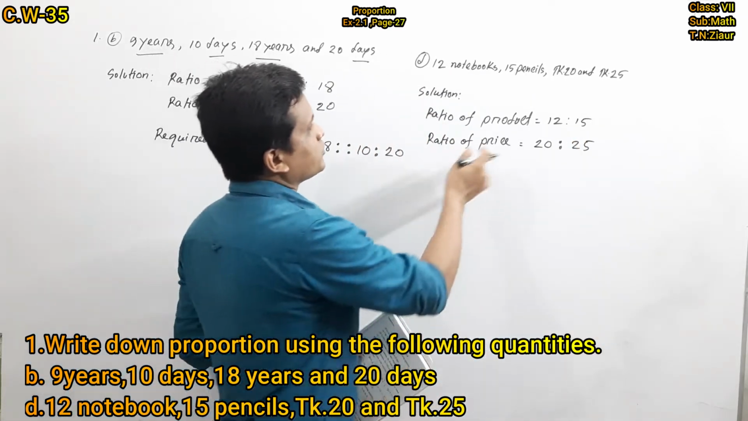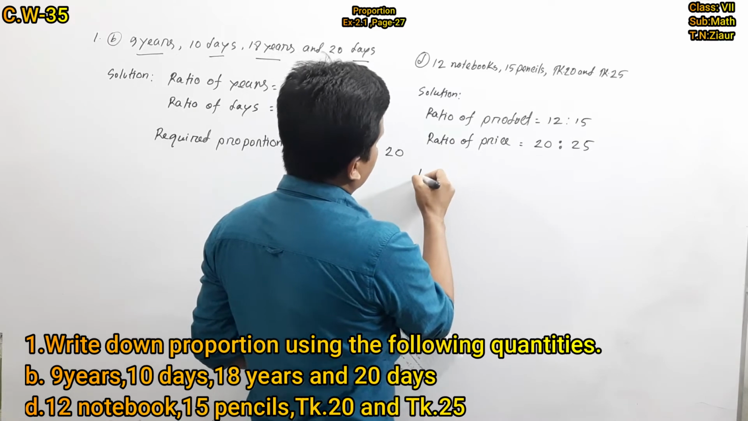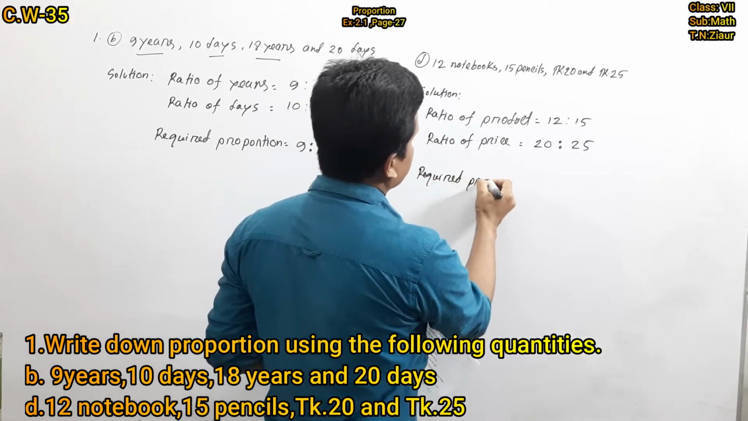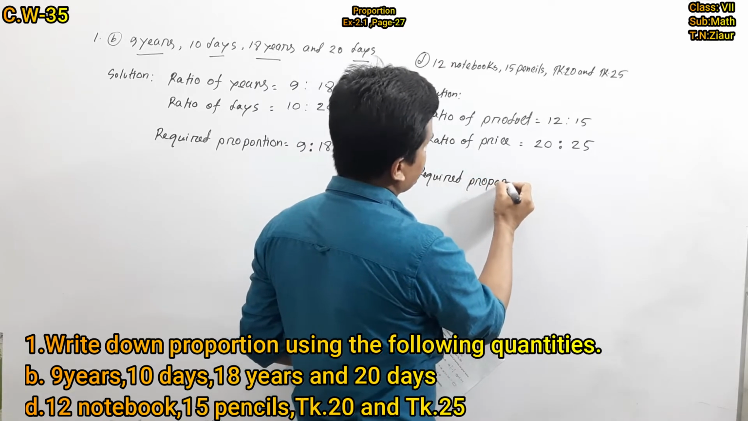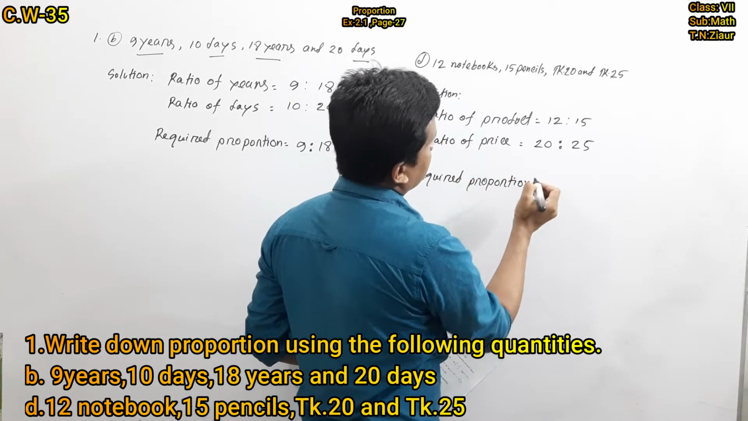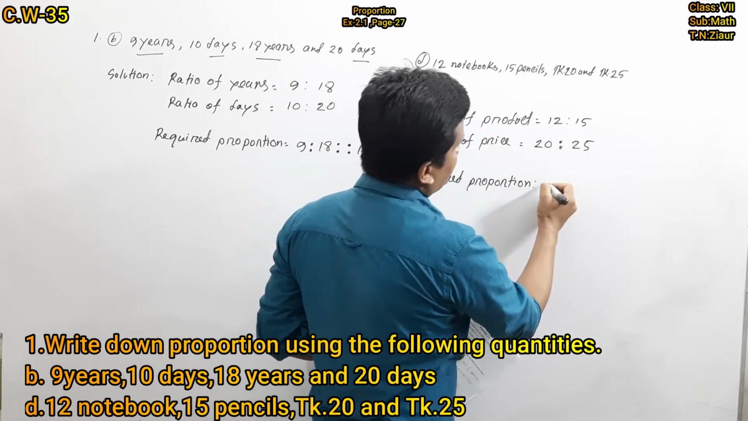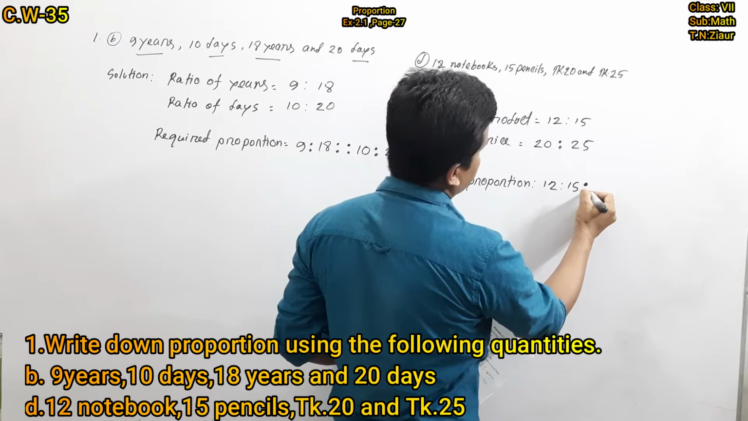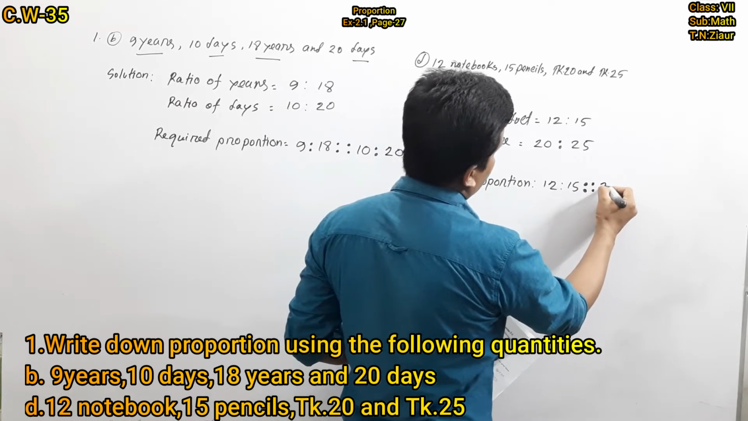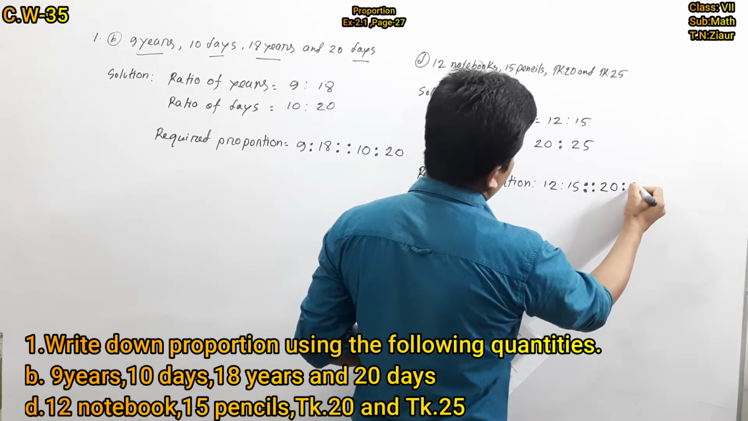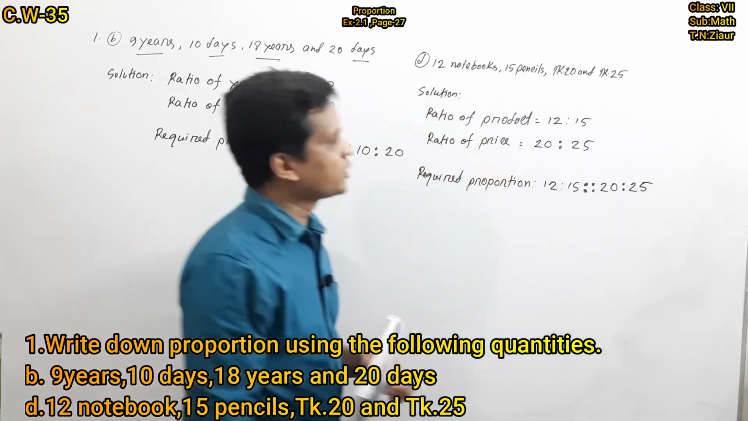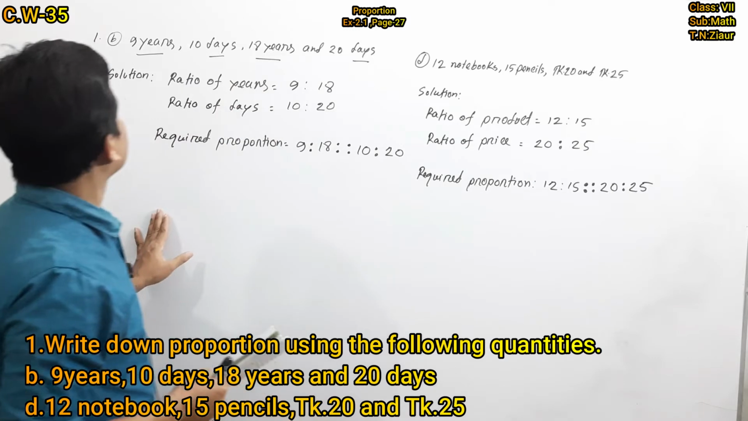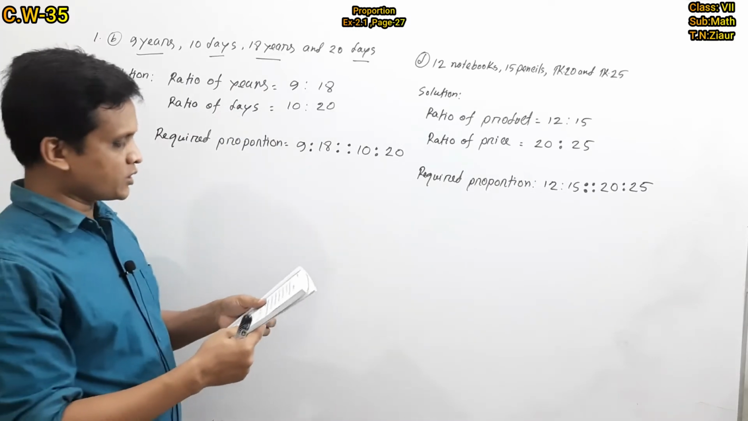Okay, now just we will write the proportion. So required proportion. Okay students, are you writing? Yes. Now write 12 is to 15 proportion and 20 is to 25. Okay, this one is the answer. Have you understood this one? Easy, right? So now one number is finished. Now we'll solve the 2 number.